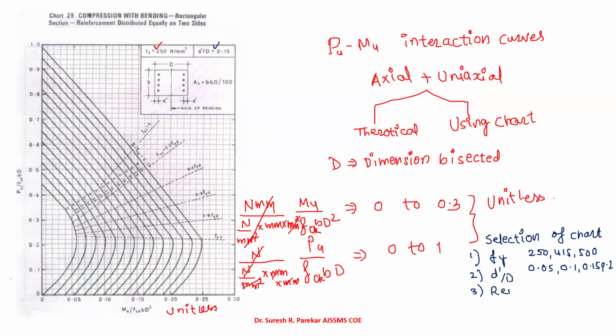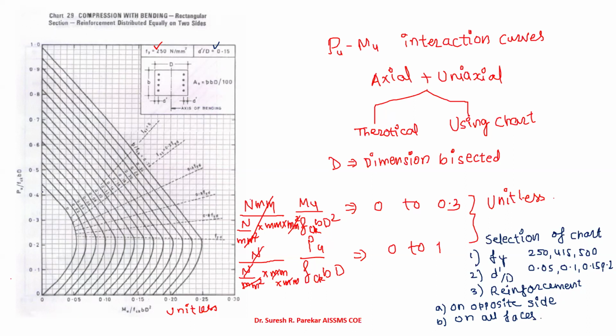reinforcement. We have two choices for reinforcement. A: on opposite sides, equal on opposite sides, or B: on all faces. So these are the three important points by which we are going to select the chart.